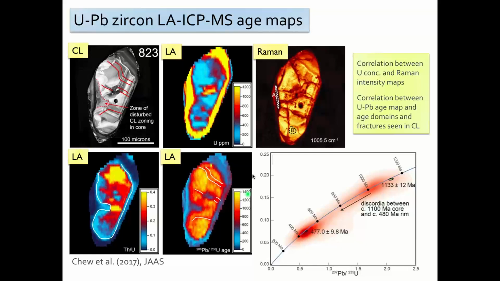We can even take portions of the analysis, 4x4 pixel blocks, and plot each of these 4x4 pixel blocks onto a concordia, and we get the two age components and some mixing in between the two, and it satisfactorily picks out the 1.1 billion year crystallization age of the core, and also the 480 million year old crystallization age of the rim.